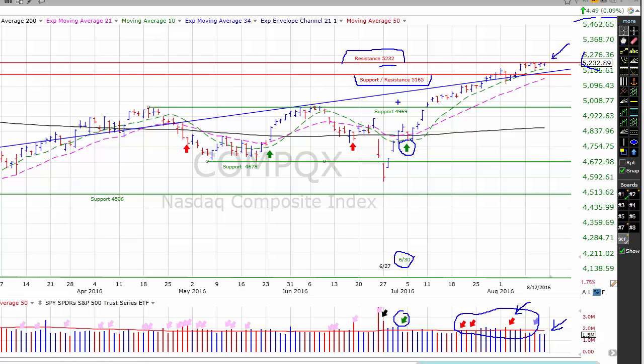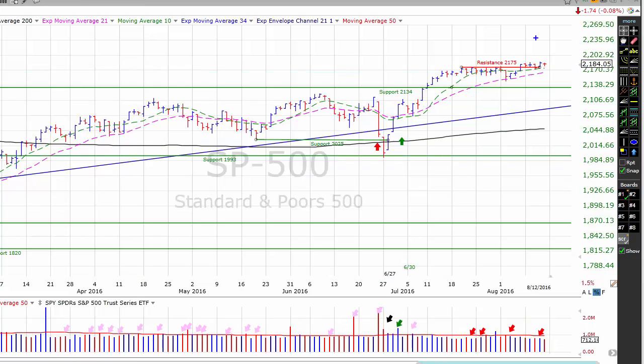Let's take a look at the S&P 500. Friday, the S&P was down 1.74 points, or 0.08%. We closed at 2184, closed in the upper half of our daily trading range, which is a little bit more bullish than bearish. Trading volume was below Thursday's levels.